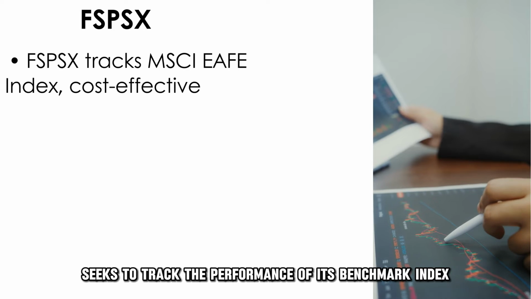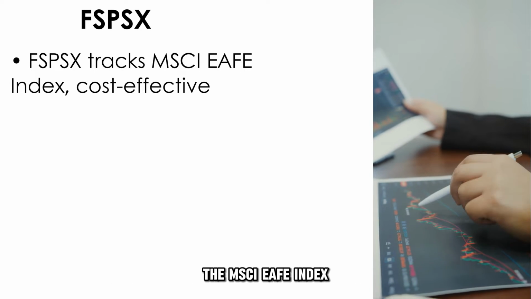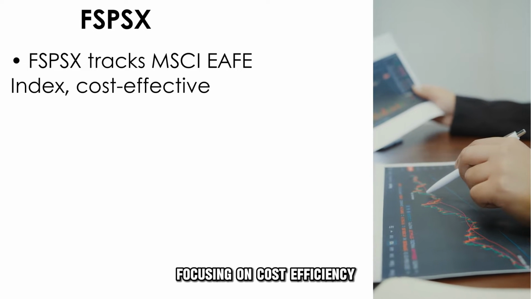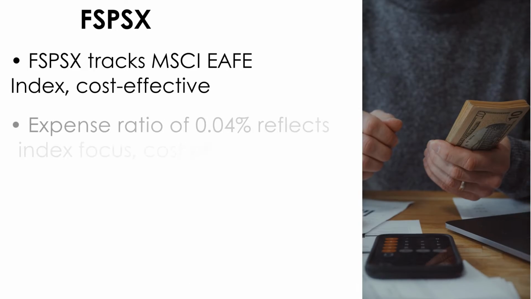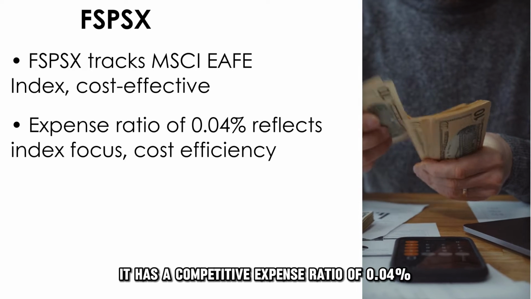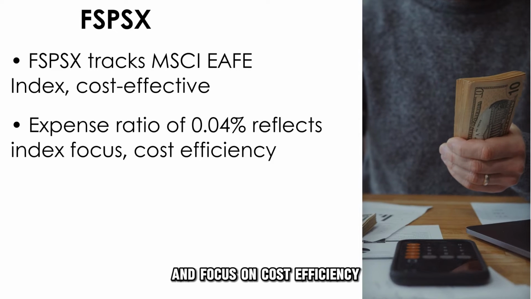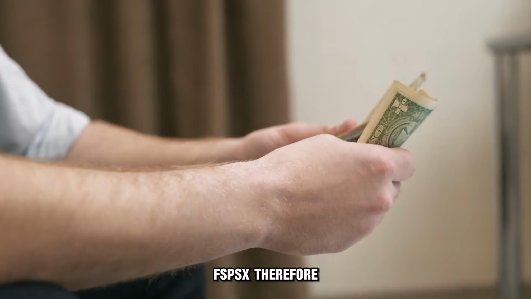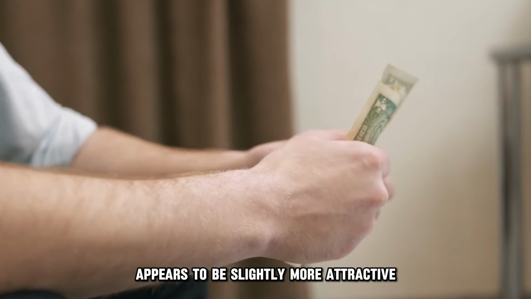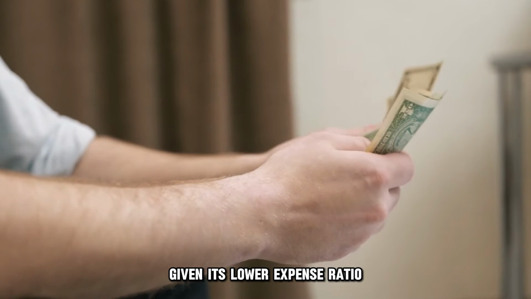FSPSX seeks to track the performance of its benchmark index, the MSCI ACWI index, focusing on cost efficiency. It has a competitive expense ratio of 0.04%, reflecting its index tracking strategy and focus on cost efficiency. FSPSX therefore appears to be slightly more attractive given its lower expense ratio.